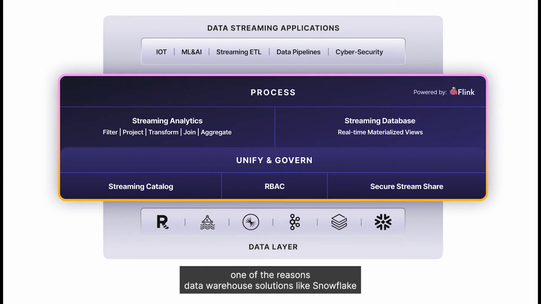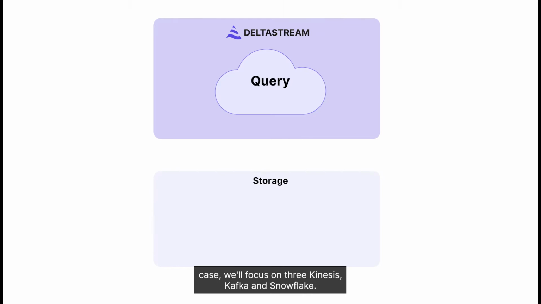One of the reasons data warehouse solutions like Snowflake and Databricks are so attractive is their ability to connect and process data from many different sources. In the streaming case, DeltaStream plays the same role. While DeltaStream supports many data storage systems, for this use case, we'll focus on three: Kinesis, Kafka, and Snowflake.